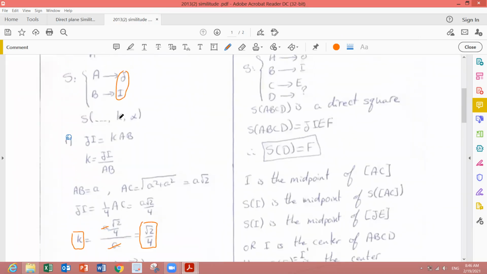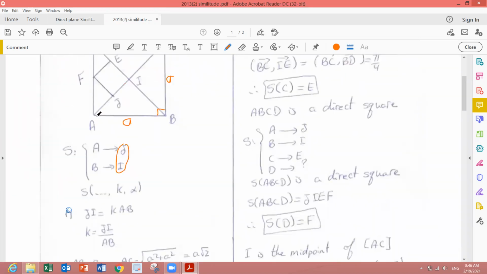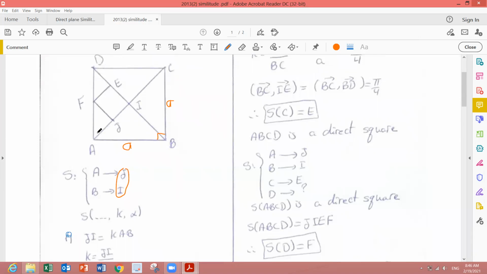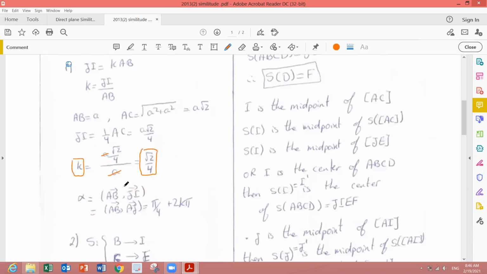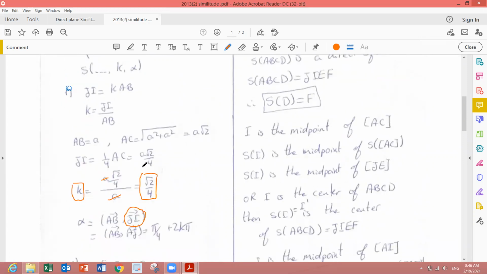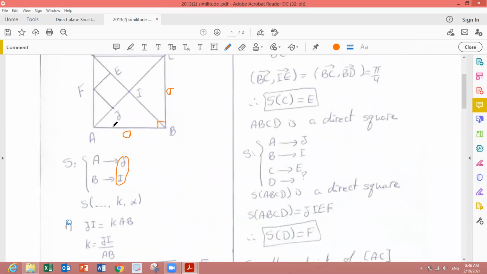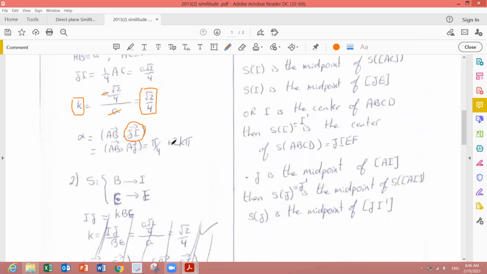Now we are going to calculate the angle. To calculate the angle, we start with the vectors. The angle (AB, JI). Instead of JI, I can put AC or AJ. So alpha equals (AB, JI) equals (AB, AJ). So we take a vector that has the same direction and sense as JI. (AB, AJ) is in the positive sense, and you know that the diagonal of the square bisects the angle, so it is equal to pi over 4. The angle is pi over 4.